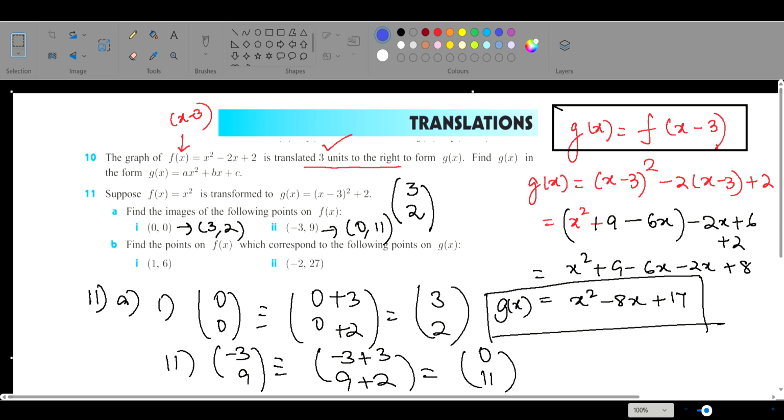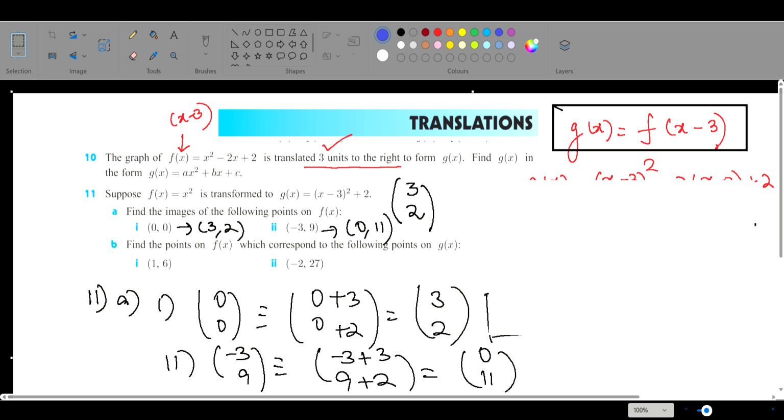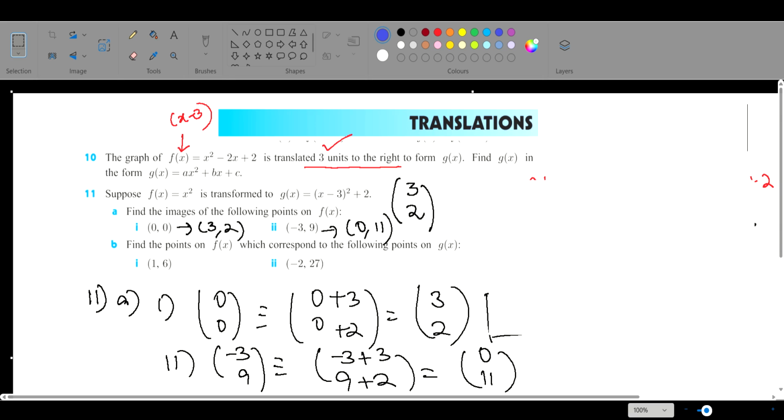Similarly, find the point of f(x) which corresponds to the following point of g(x). Now, you have been given the g(x) coordinate this time. In the B question, you have the g(x) coordinate already given, but you need to figure out the f(x) coordinate, the original one. You have the transformed one given, but you need to find the original one.